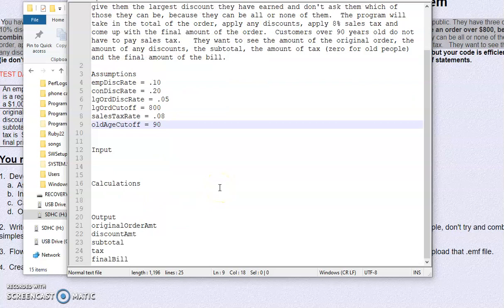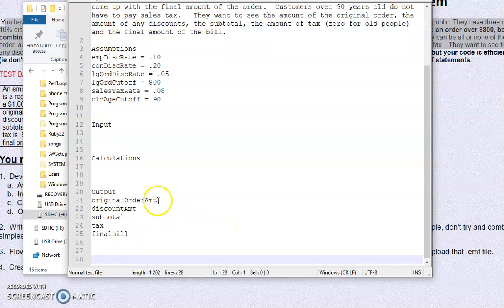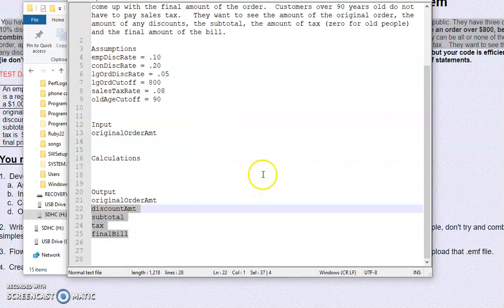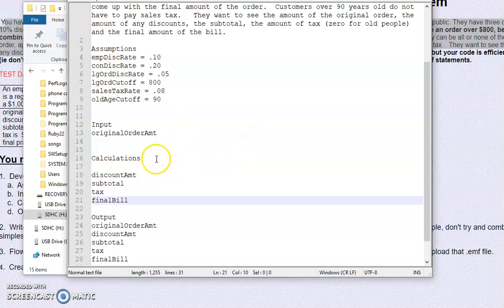So the next thing we need to do is figure out down here, are any of these input? And I have to ask them how much the order was. No way I can figure that out. So copy and paste. The rest of these, the discount, subtotal, tax, all that, is going to be calculations / logic. And then I just simply put equal signs next to each of these. And I start with the bottom and work my way up.